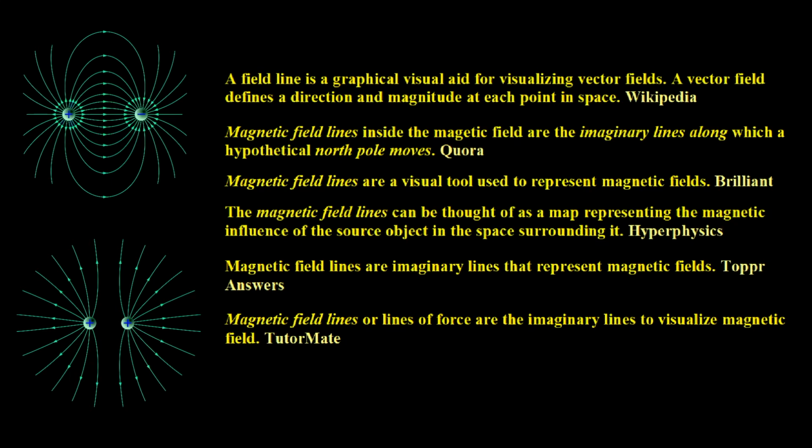What does Quora say? Well, one of the fellows out there says magnetic field lines inside the magnetic field are imaginary lines, blah, blah, blah. Another site, Brilliant: magnetic field lines are a visual tool. Hyperphysics says the magnetic field lines can be thought of as a map representing the magnetic influence. Another one, Topper answers: magnetic field lines are imaginary lines. And the last one there: magnetic field lines, or lines of force, are the imaginary lines, blah, blah, blah.